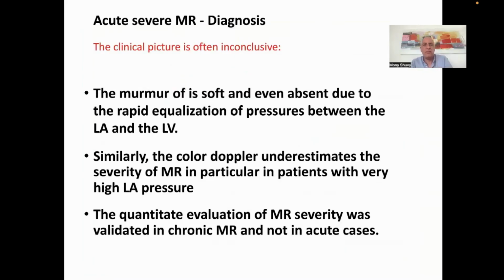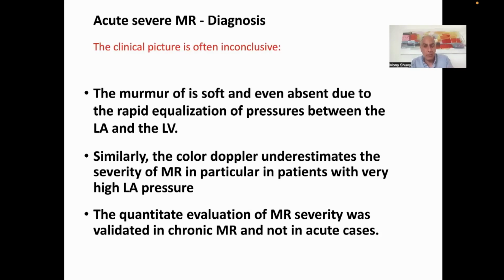The problem with acute severe MR is that many times the clinical picture is inconclusive. As we teach the students, the murmur is often soft and even may be absent because we know there is rapid equalization of the pressure between the LA and the LV. Relatively small amount of volume goes from the LV to the LA. There is equalization of the pressure, and therefore there is no additional flow to the left atrium.